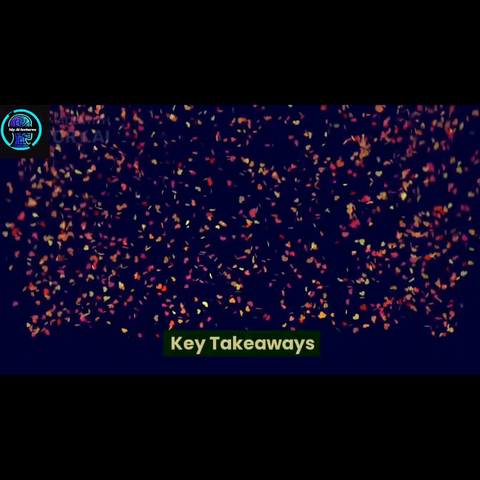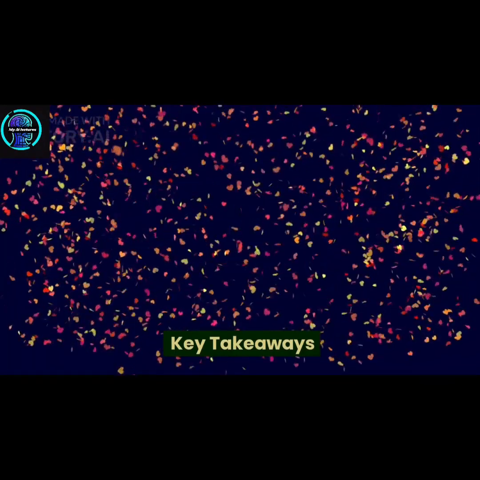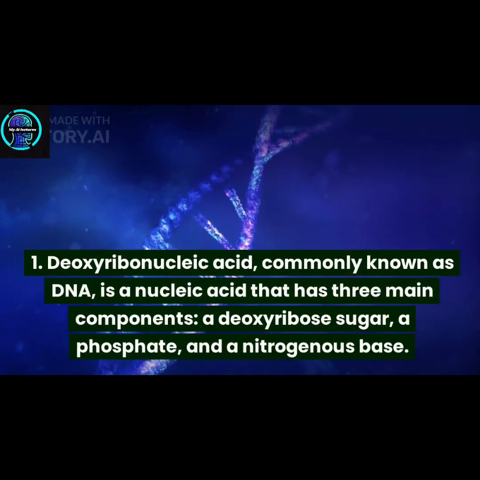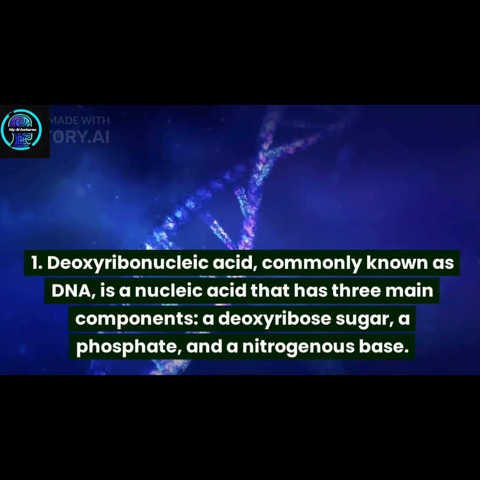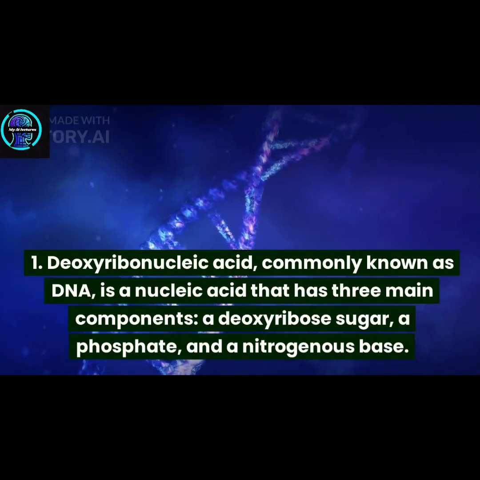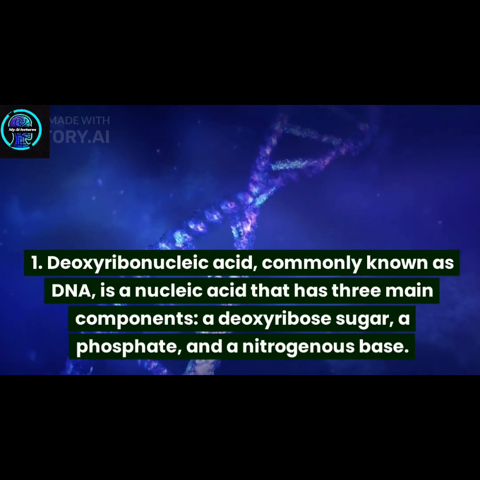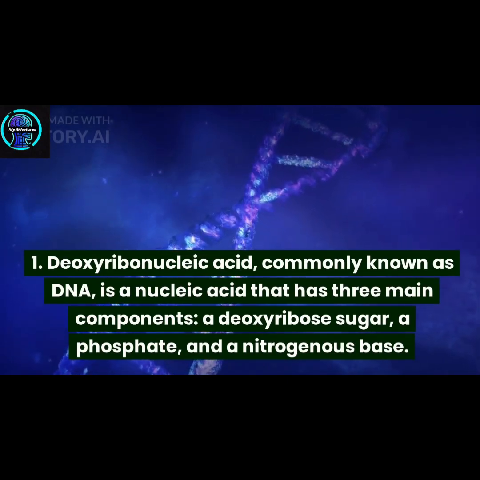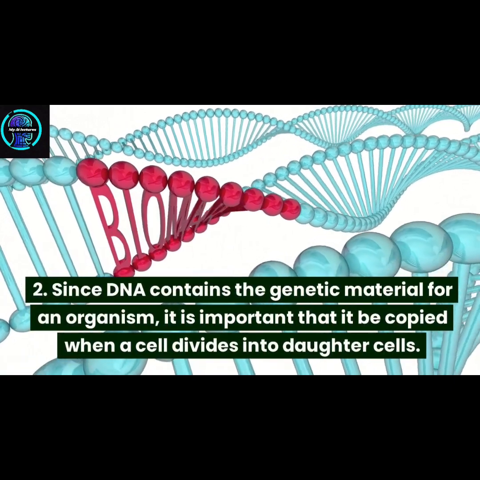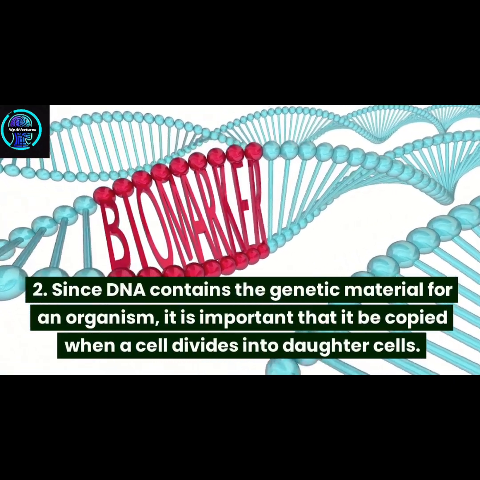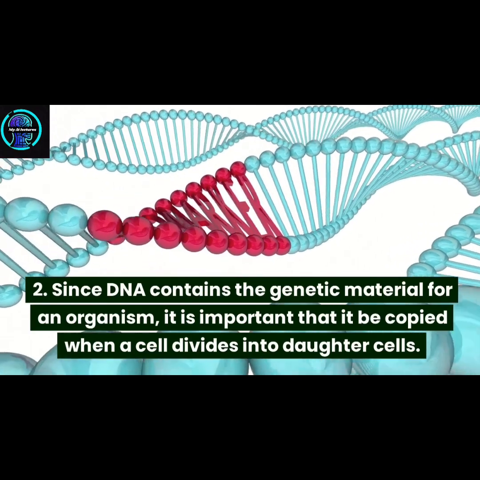Key takeaways. 1. Deoxyribonucleic acid, commonly known as DNA, is a nucleic acid that has three main components: a deoxyribose sugar, a phosphate, and a nitrogenous base. 2. Since DNA contains the genetic material for an organism, it is important that it be copied when a cell divides into daughter cells.